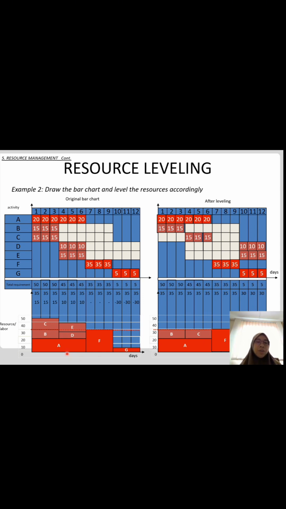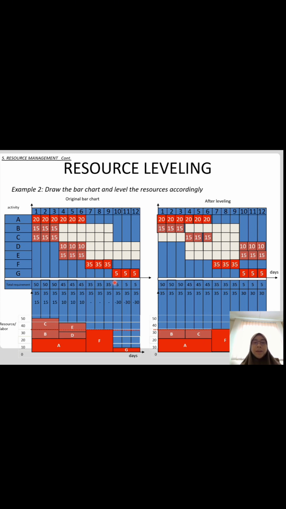Okay, first you need to put the critical activity. So the critical activity that does not have float is A, F, G. So A, day 1 to 6, F, day 7 to 9, and G, day 10 to 12. Okay, and here B and C, and D and E. Okay, that's it. And after that, we can rearrange.